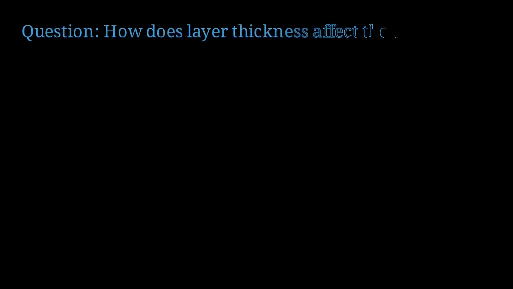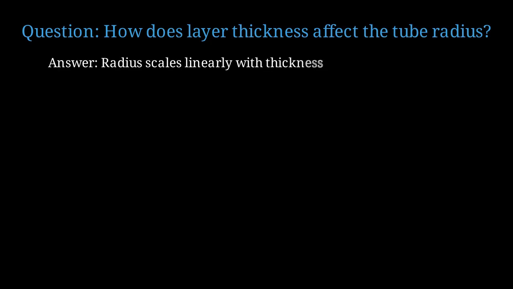Let me pose another important question. How does the layer thickness affect the final tube radius? If we make the layers thicker or thinner, what happens? From our simple model, we saw that R is proportional to D over epsilon 0. This means if you double the layer thickness, you double the radius. Thicker layers produce larger diameter tubes.